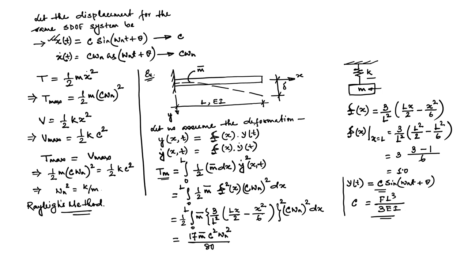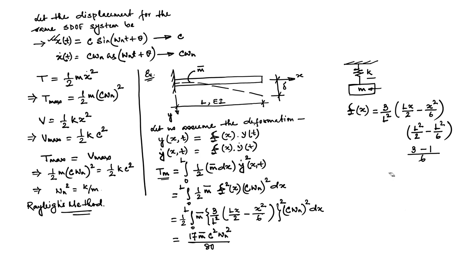And then our next task is to find out the potential energy, or the maximum value of the potential energy, and then we will equate them. So, let me create some space. The potential energy in this case is V, and the maximum value of that is half the effective force at the free end times its maximum value of the deformation. So, we have C there.